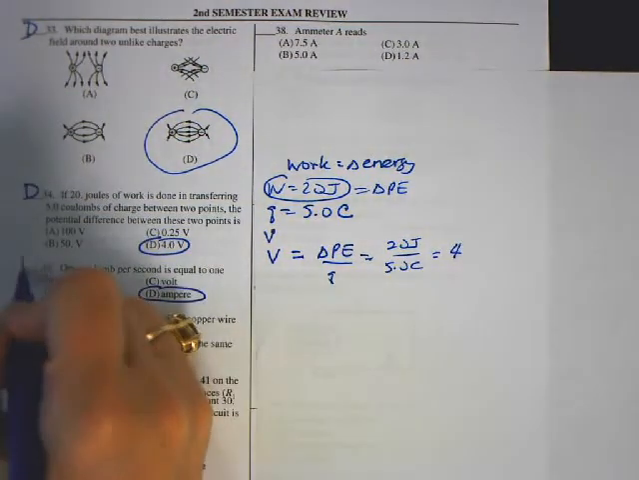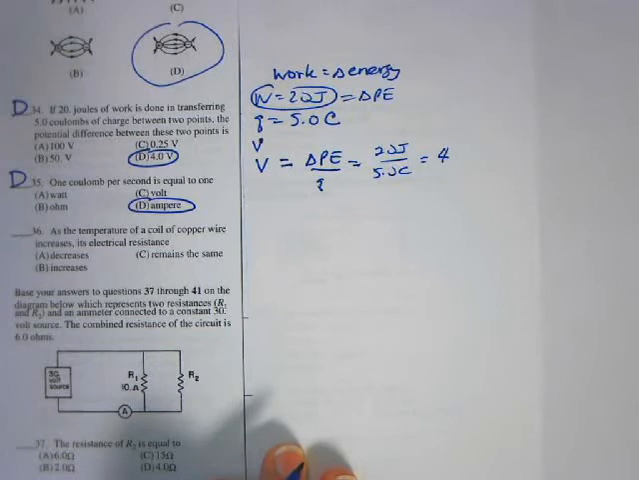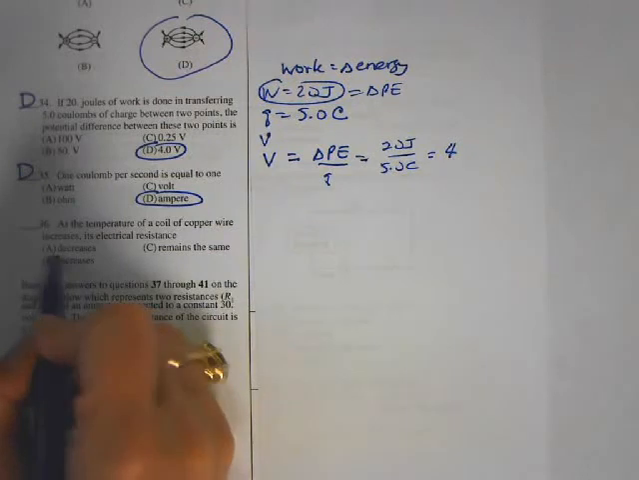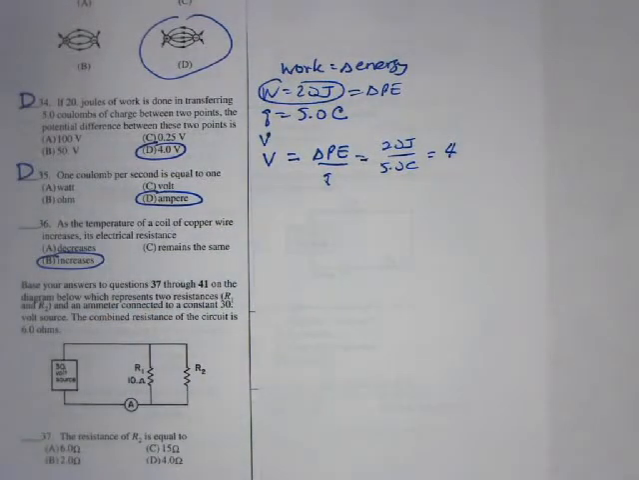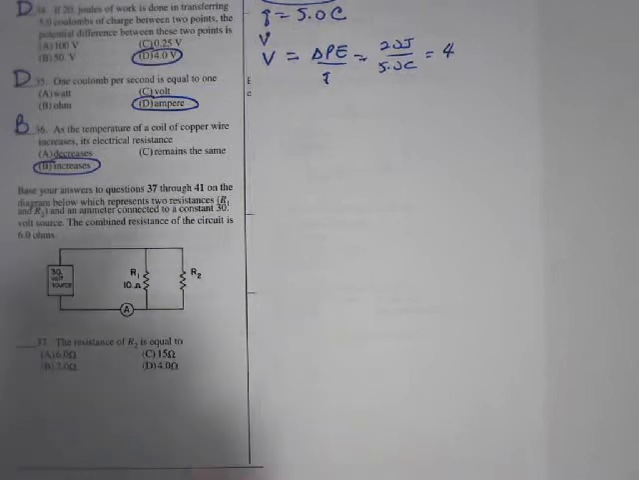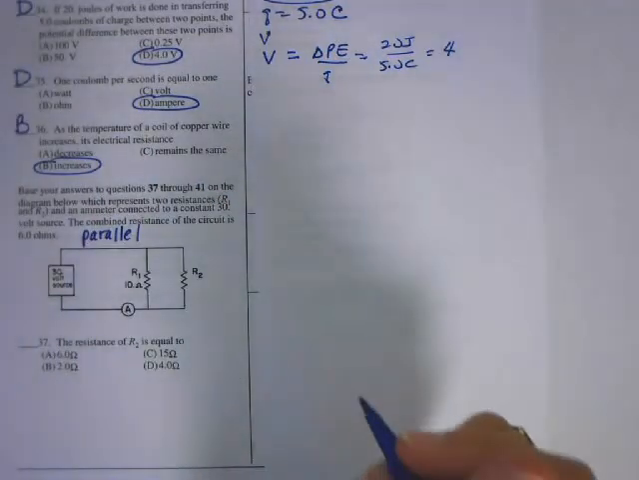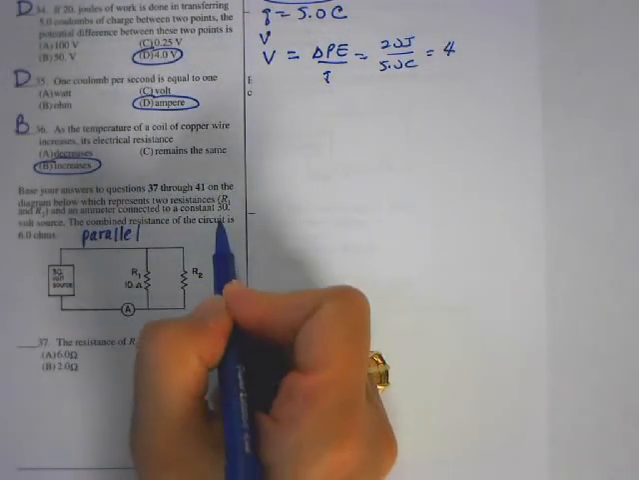Number 35, 1 coulomb per second, that's the definition of an amp. Number 36, as the temperature of a coil of copper wire increases, its electrical resistance... So the resistance means that it's impeding the flow of electrons. Remember, there's 4 factors that influence a wire: temperature is 1, diameter, and the others. All right, so now we have another circuit in here. First I'm going to say what type of circuit it is. It's parallel.